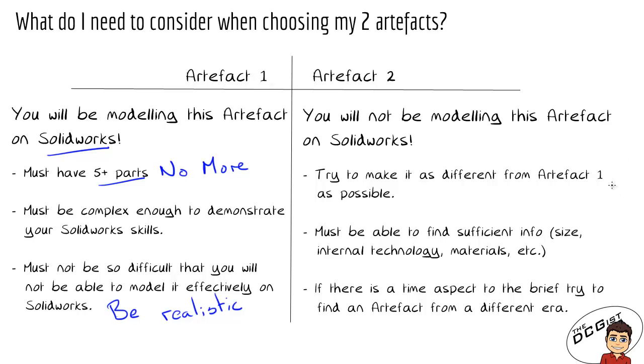The second artifact then is slightly less important than artifact 1 because you won't be modeling it in SOLIDWORKS. But you need to take into account that you're going to be comparing it to the first artifact. So what I always try to say to my students is to try to make sure that it's as different from artifact 1 as possible. And that'll give you the most different keywords and the most different aspects for comparison. You must also be able to find sufficient info, so the size, the internal technology, the materials, etc.